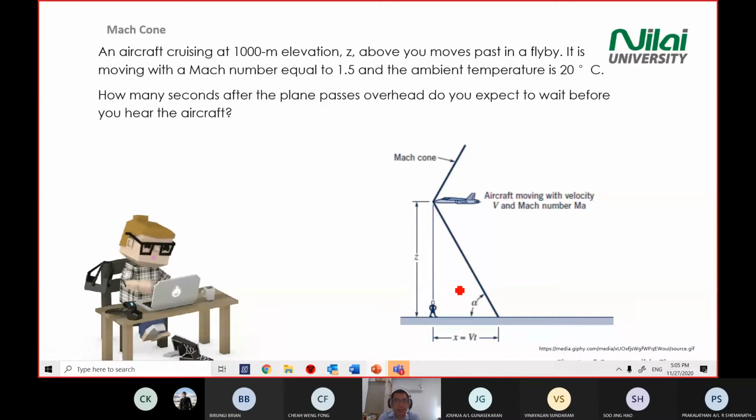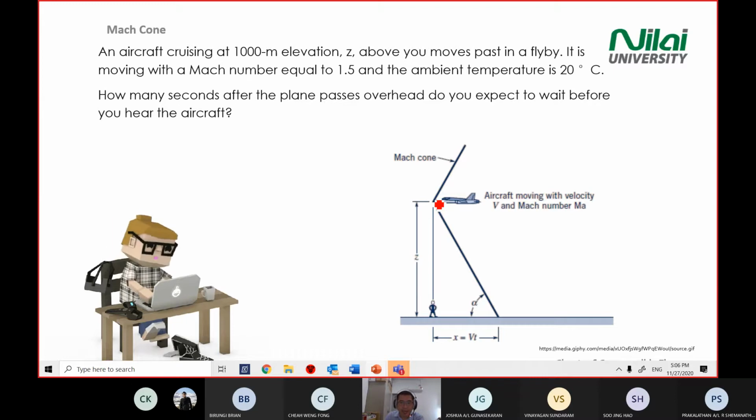So you have an aircraft cruising at 1,000 meter elevation, Z. So you go to an air show, and there's an aircraft moving above you. This aircraft moves with a Mach number of 1.5. Ambient temperature is 20 degrees C. So after how many seconds after the plane passes overhead of you do you hear the aircraft? Based on this diagram, you need to find how many seconds after the aircraft passes overhead you hear it.